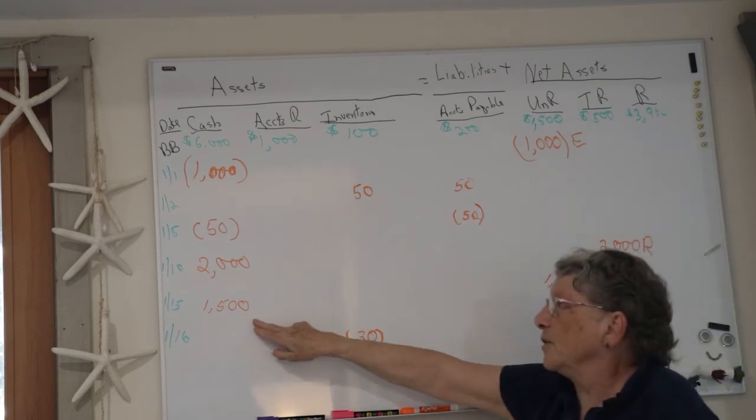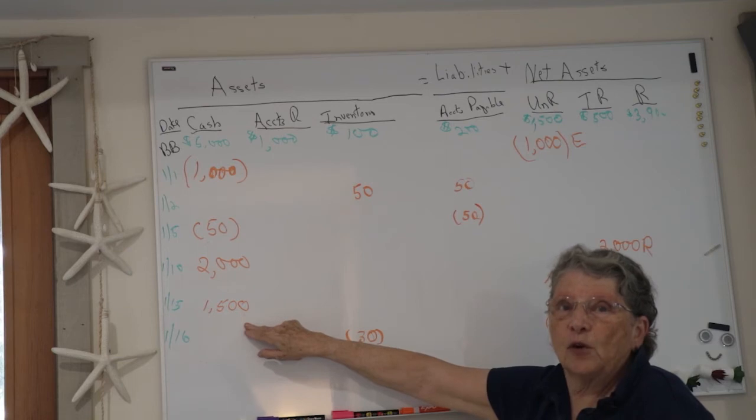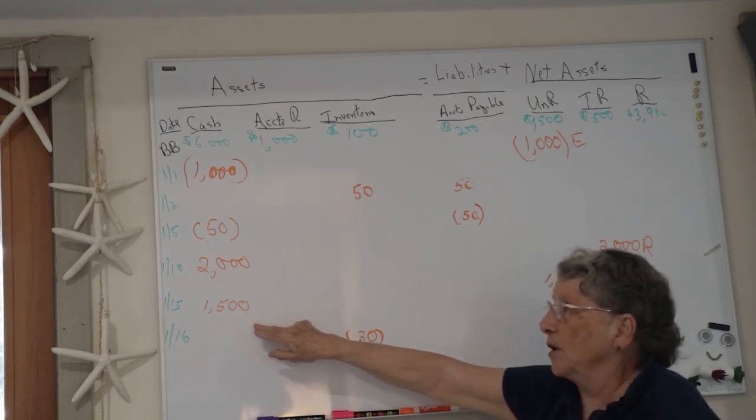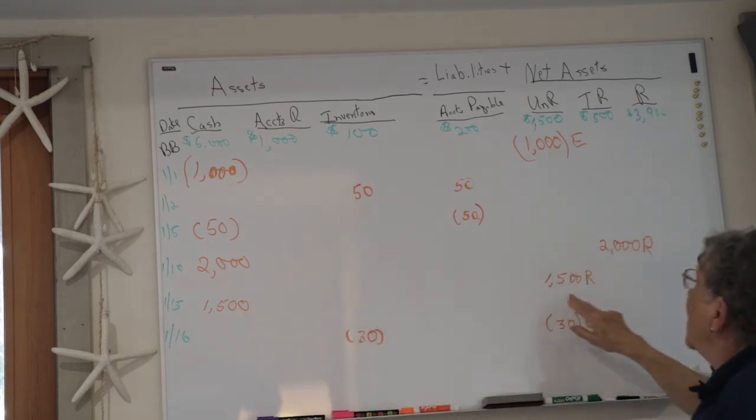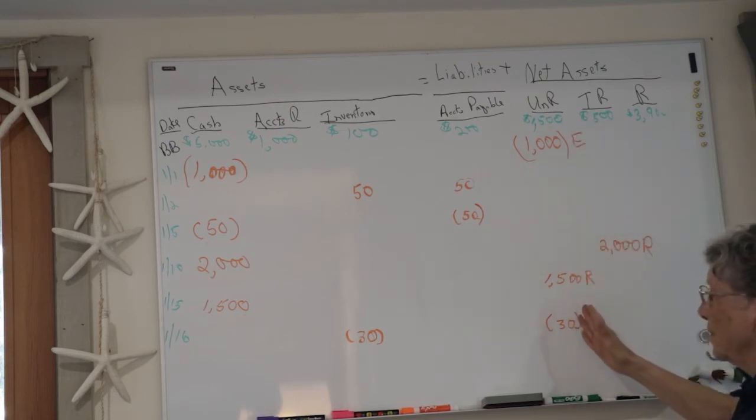A few days later, he gets $1,500 from a corporate sponsor, and that corporate sponsor says, spend it any way you like, as soon as you like. And so that's $1,500 under revenue, under unrestricted.